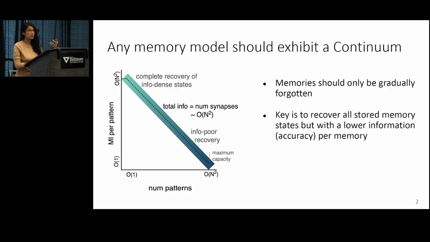And as you're storing more memories or patterns into this network, you should have gradual degradation of information that you can recover from this network, up to a large number of patterns which still lead to partial recovery. So the key is that the memories should only be gradually forgotten and that all stored memories should be recovered, although with less accuracy per memory.